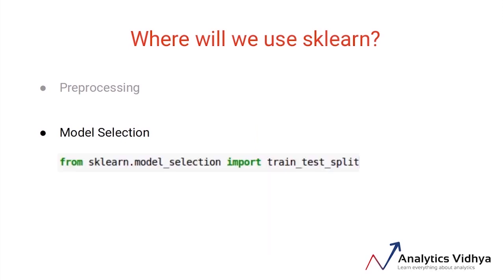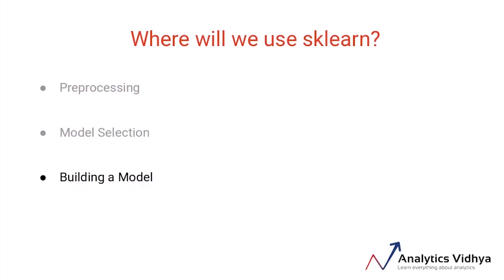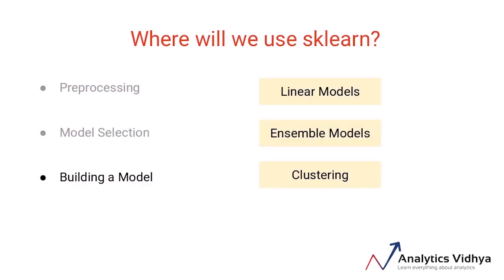So we use the same format that we saw previously. From sklearn dot the module name, which is model selection in this case, we import the required function. So train test split, as the name suggests, is used to divide the dataset into two parts. One part is used for training the model and the other part is used for testing or evaluating the model performance.